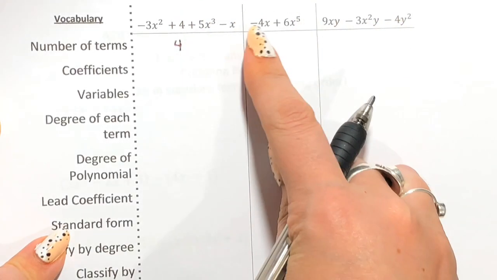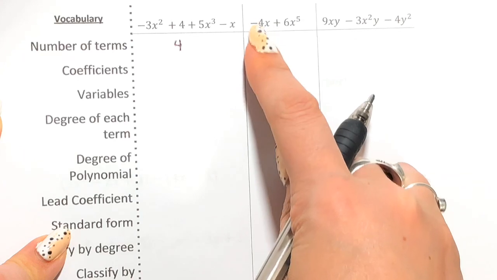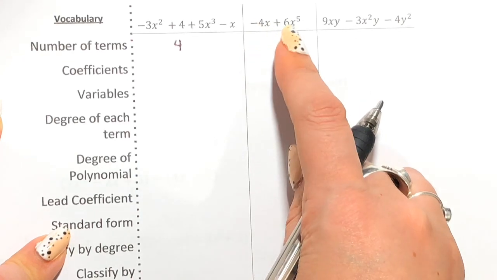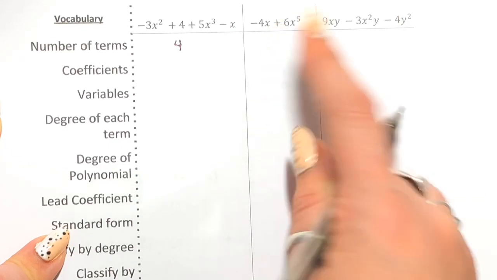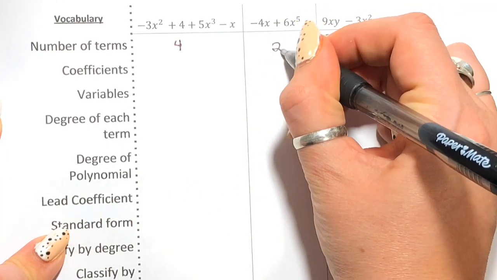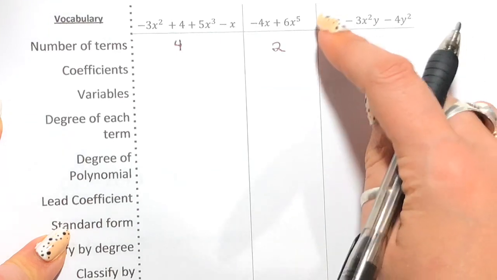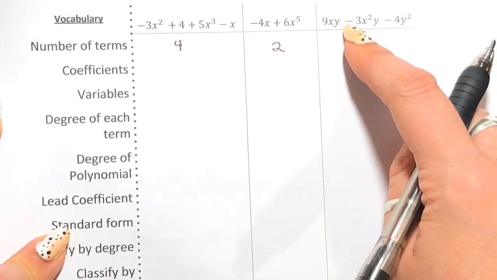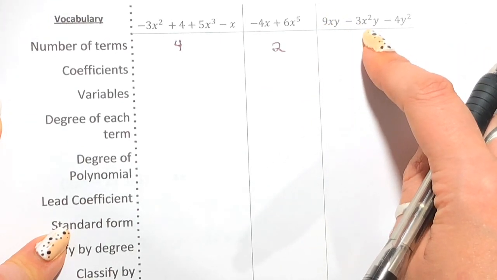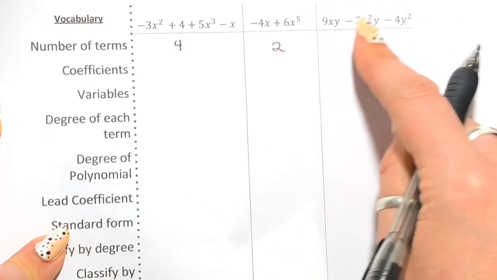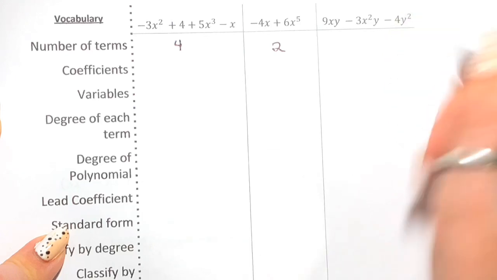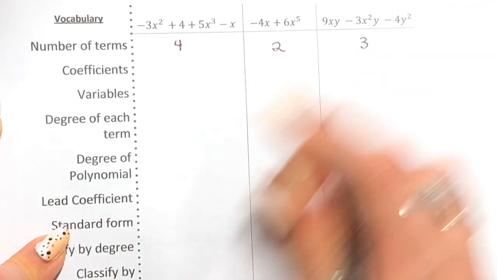And then if we look at this one, 4x counts as one term, and 6x to the fifth counts as one term, and they're being separated by that addition sign. So there's 2 terms here. And then we have a 9xy, and then a subtraction, a 3x squared y, and then a subtraction, and a 4y squared. So this would be a term, here's another term, here's another term. So there's 3 on this one.